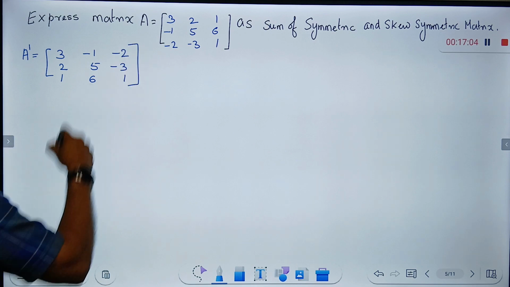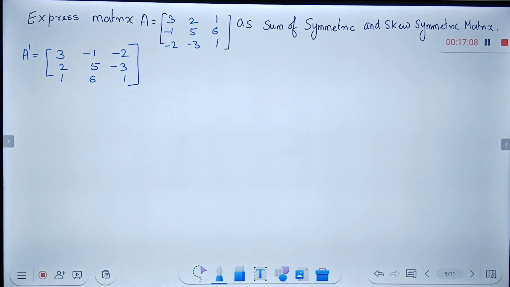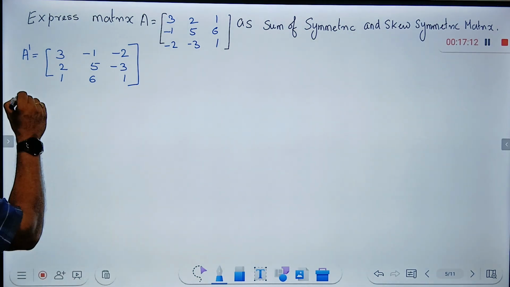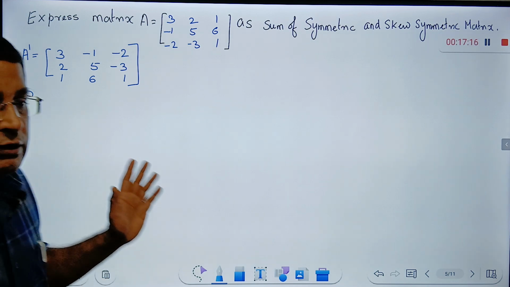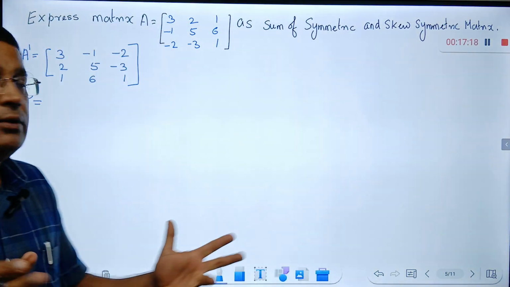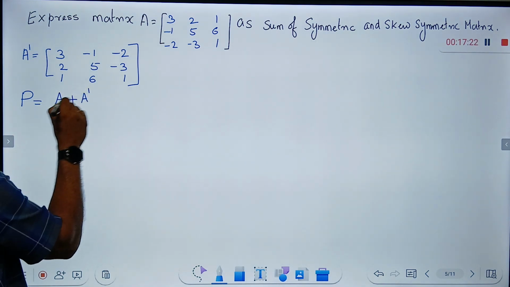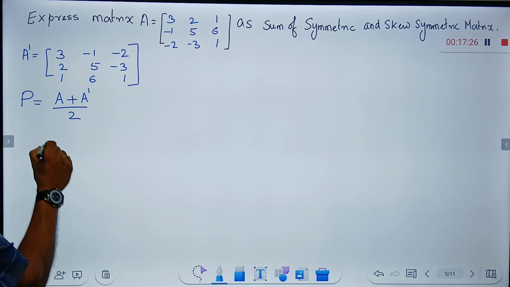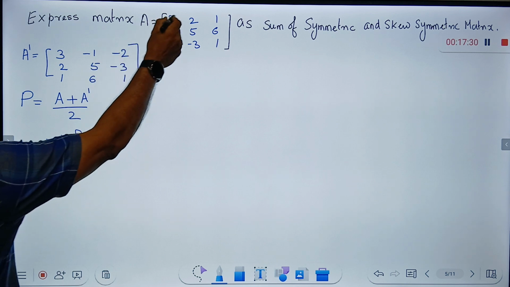I have taken the transpose. This is A, this is A transpose. I hope I have not made any mistake. Yes, it's perfect. Now what do you do? You find out what P is. If I have not done the derivation, I don't know what P is. Now I know P is nothing but (A plus A transpose) by 2. Correct? Now what is A plus A transpose? Half of, add A plus A transpose.